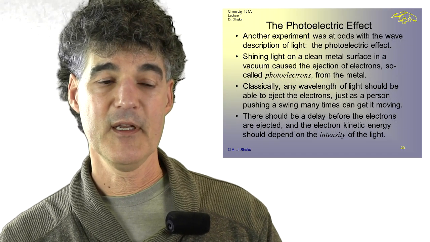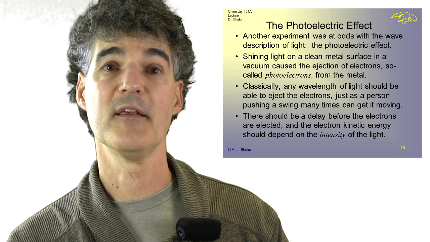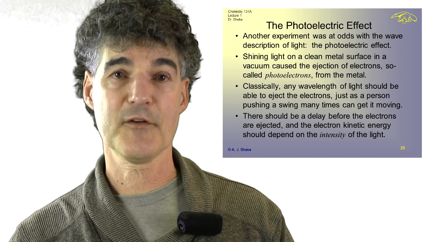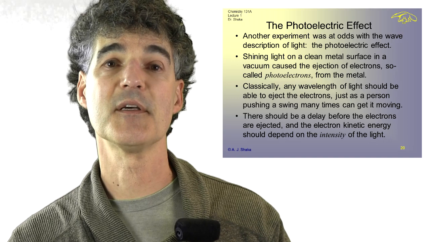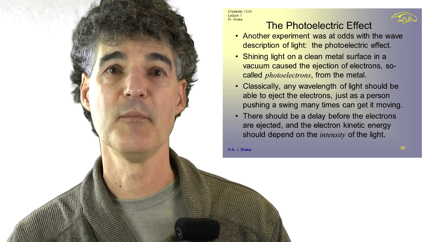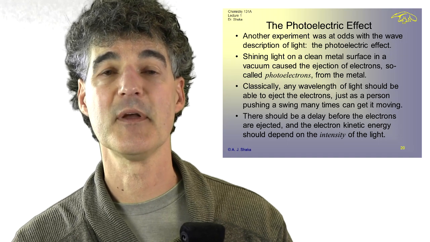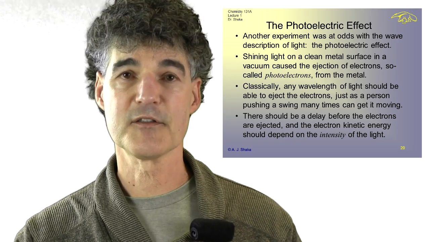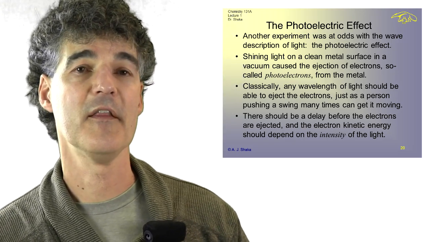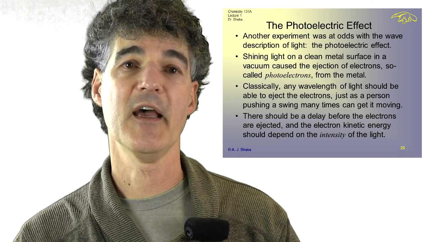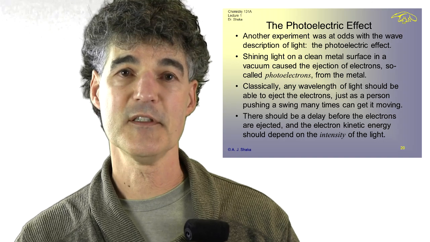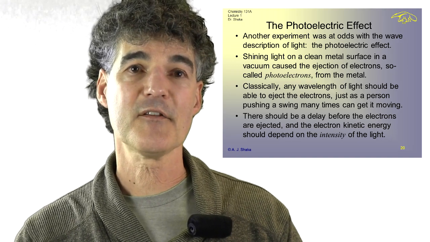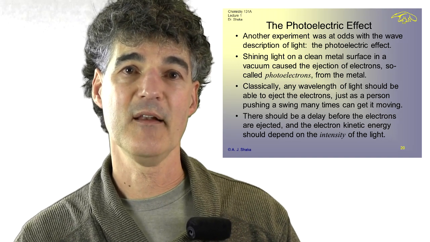The other experiment that really sealed the deal with respect to the corpuscular or quantized nature of light was the photoelectric effect. And it's not quite such a simple experiment as the black body radiation, but nevertheless, it is a pretty simple experiment. And the experiment is this. You evacuate a chamber and you have a clean metal surface and you shine light on the surface. And what was observed is that electrons would come off the surface, and this is how you make a cathode ray tube, in fact.